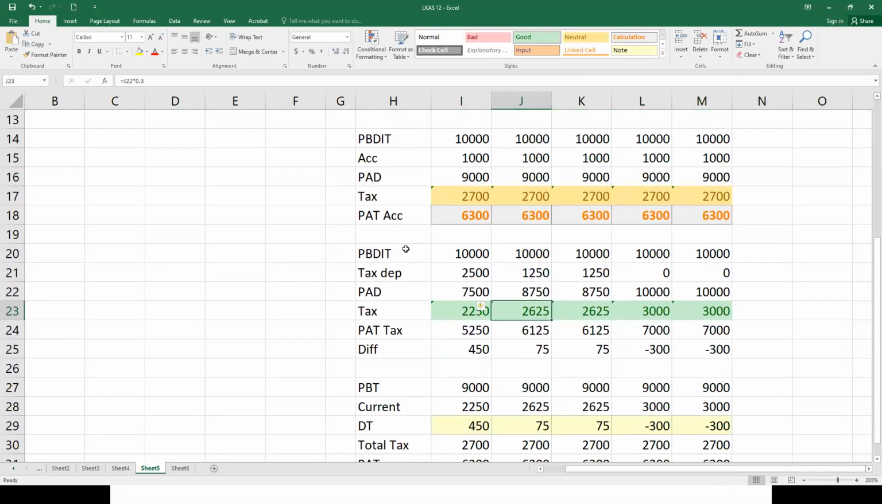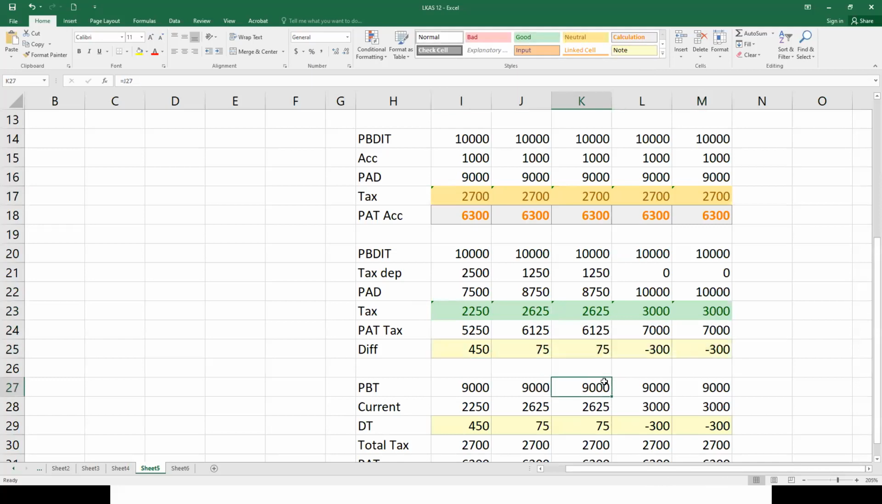Then we calculate the taxable profit. Here we deduct the tax depreciation, and based on that value we calculated the current tax for the period. Current tax means the actual tax. This is the accounting tax. Then we found the difference between the actual tax and the accounting estimated tax. We have to find the differences also.